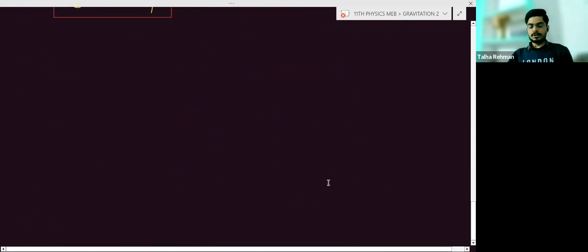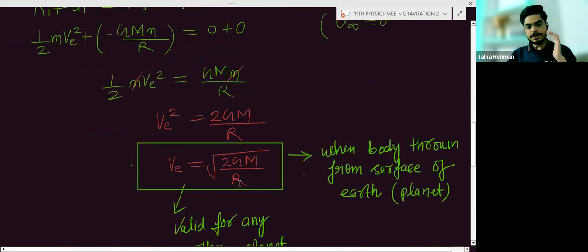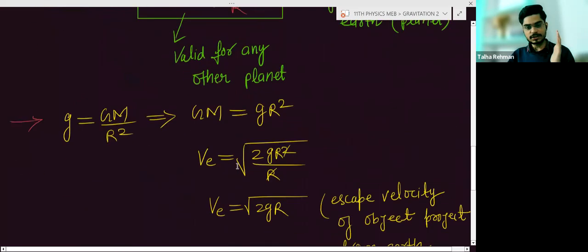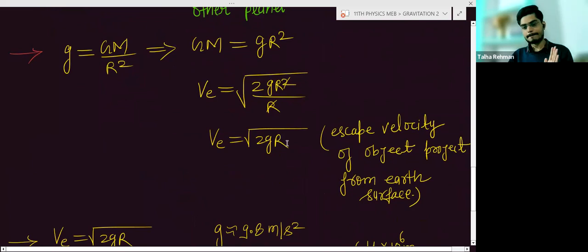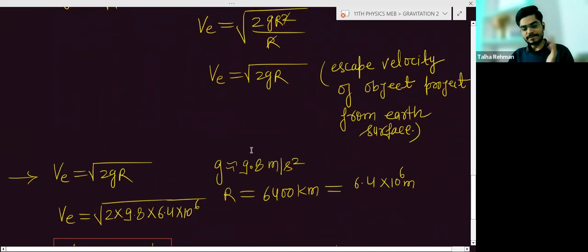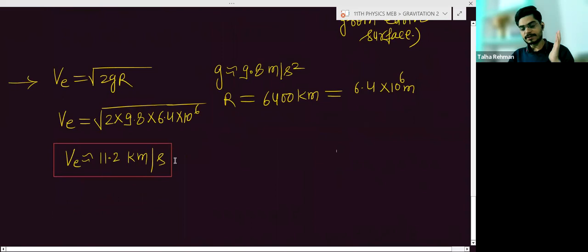Okay. So what we did? This is the escape velocity, under root 2GM by R. And for Earth, we will use under root 2gR. And that value is equal to 11.2 kilometer per second.